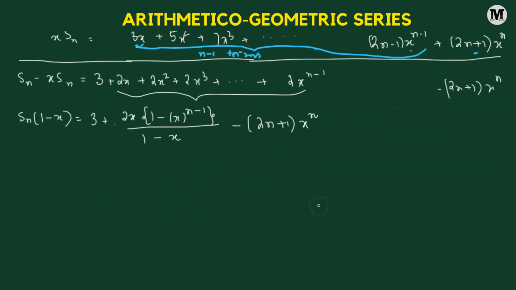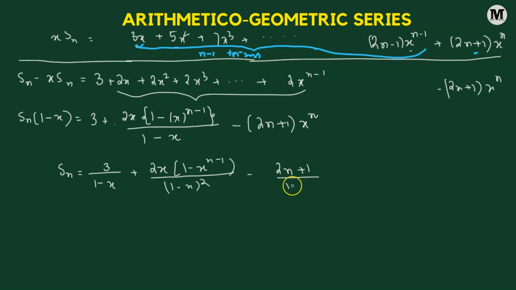Okay, almost done. Now we're going to divide both sides by (1 minus x). So that gives us Sn equals 3 divided by (1 minus x), added to 2x multiplied by (1 minus x raised to the power of n minus 1) whole, divided by (1 minus x) whole squared, minus (2n plus 1) divided by (1 minus x). So this entire expression will get multiplied with x raised to the power of n. So this is going to be the sum to n terms of the arithmetico-geometric series.